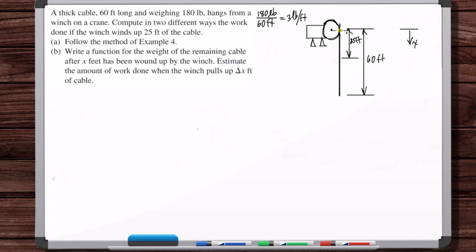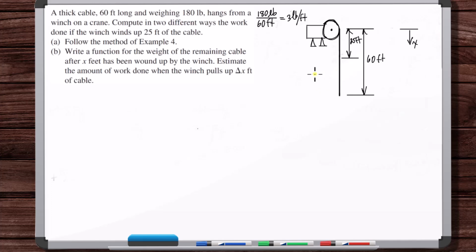This looks like it'd be a little nicer because we could just have a formula that we plug into for the work done to pull in 20 feet or whatever. Once we have this formula, we can put in 10 feet, or the work done to lift up 40 feet. At first, we're going to write a function for the weight of remaining cable after x feet has been wound up by the winch.